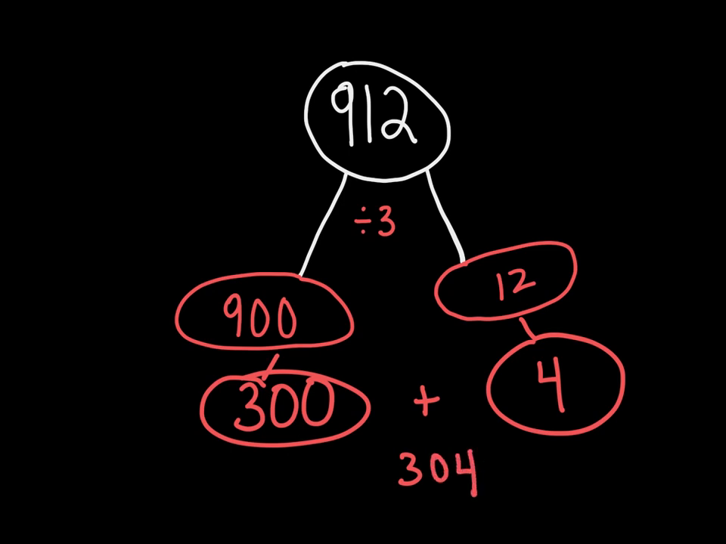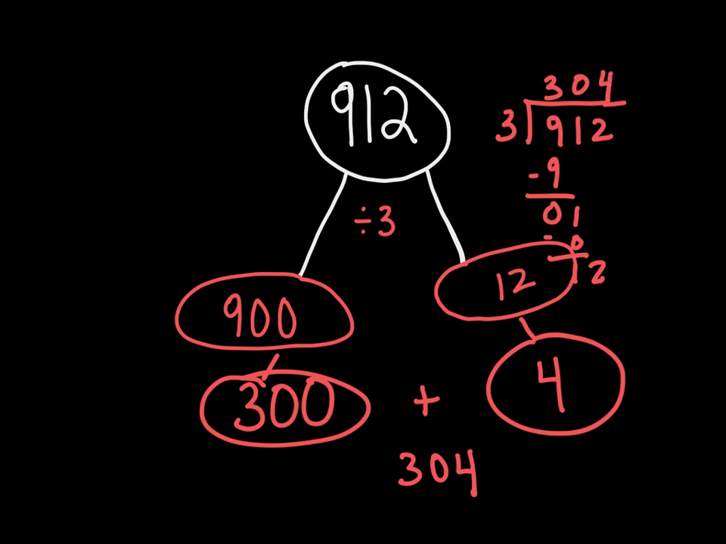If we add this up, we're going to get 304. So if you tried this going the standard way, nothing can give us 1 except for 0. And bring down, that's 12, that's 4 times. See how we can check that? 304 is the quotient by using a number bond.